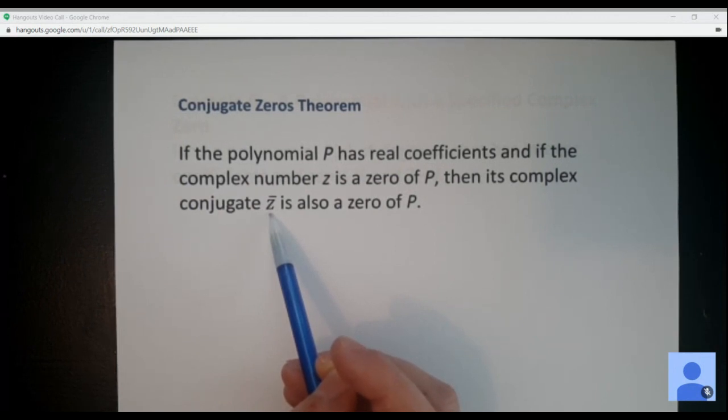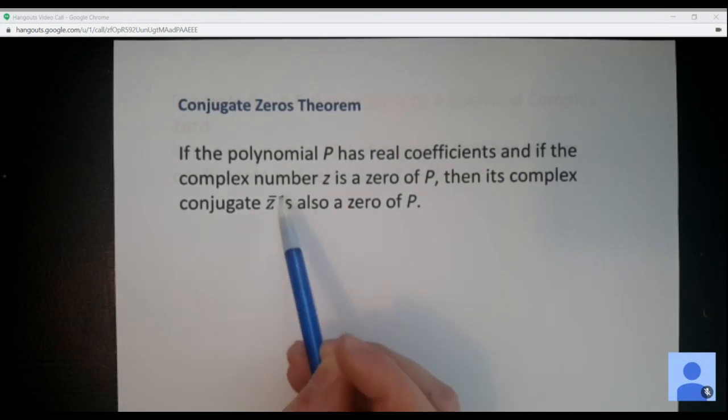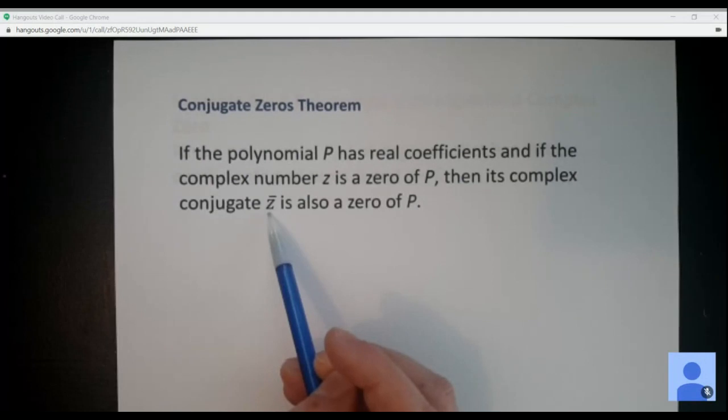And the reason for this is when we solve these things and we use the quadratic formula to get these imaginary roots, we're always going to have that plus or minus the square root piece. And so that's why we're always going to have a complex number and its conjugate whenever we're finding zeros. Okay, so just know if one of these is a zero, then its conjugate also has to be a zero.